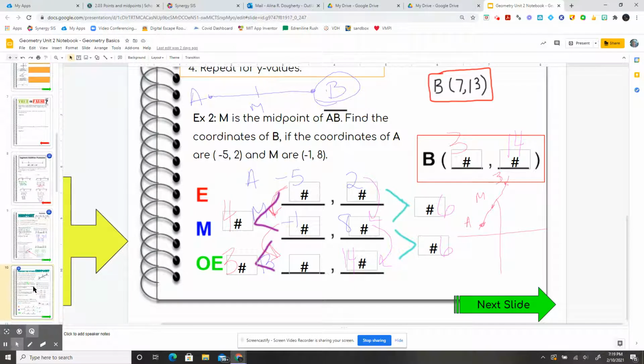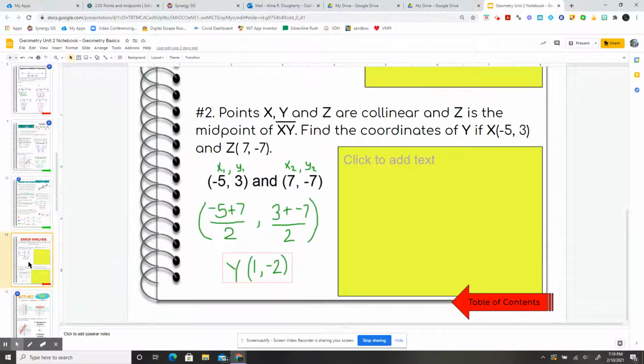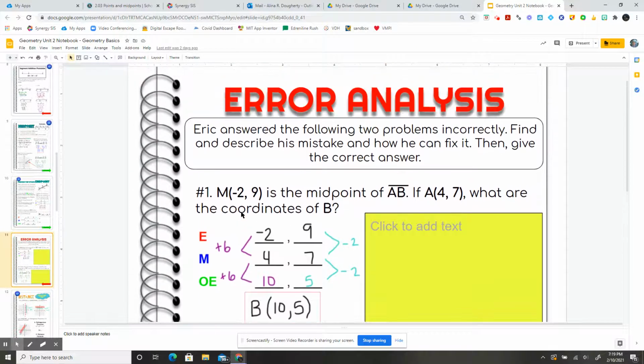Now we're going to go to slide 11. Slide 11 is going to give us some common errors. So take a second to look at this. I'm going to read it. You read it with me. See if you can figure out where we went wrong.